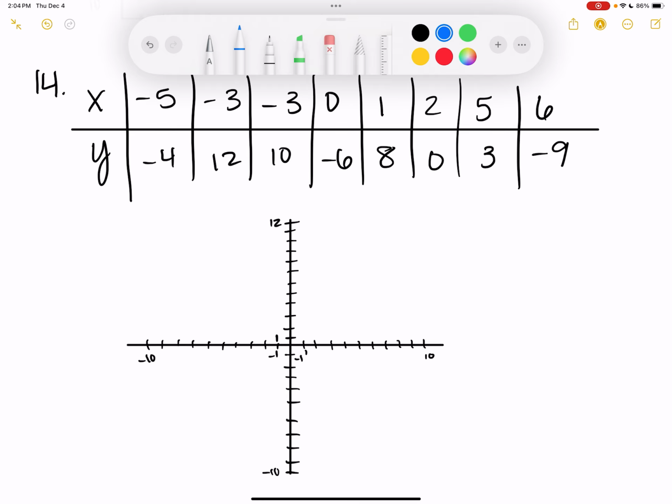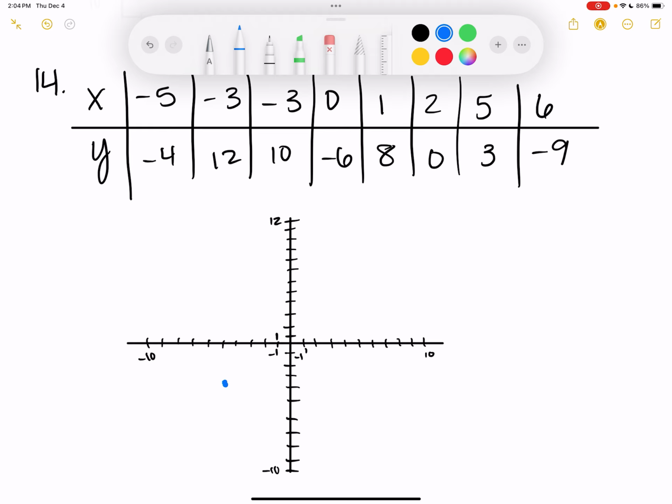So -5, -4. -3, 12. -3, 10. 0, -6. 1, 8. 2, 0. 5, 3. And 6, -9.